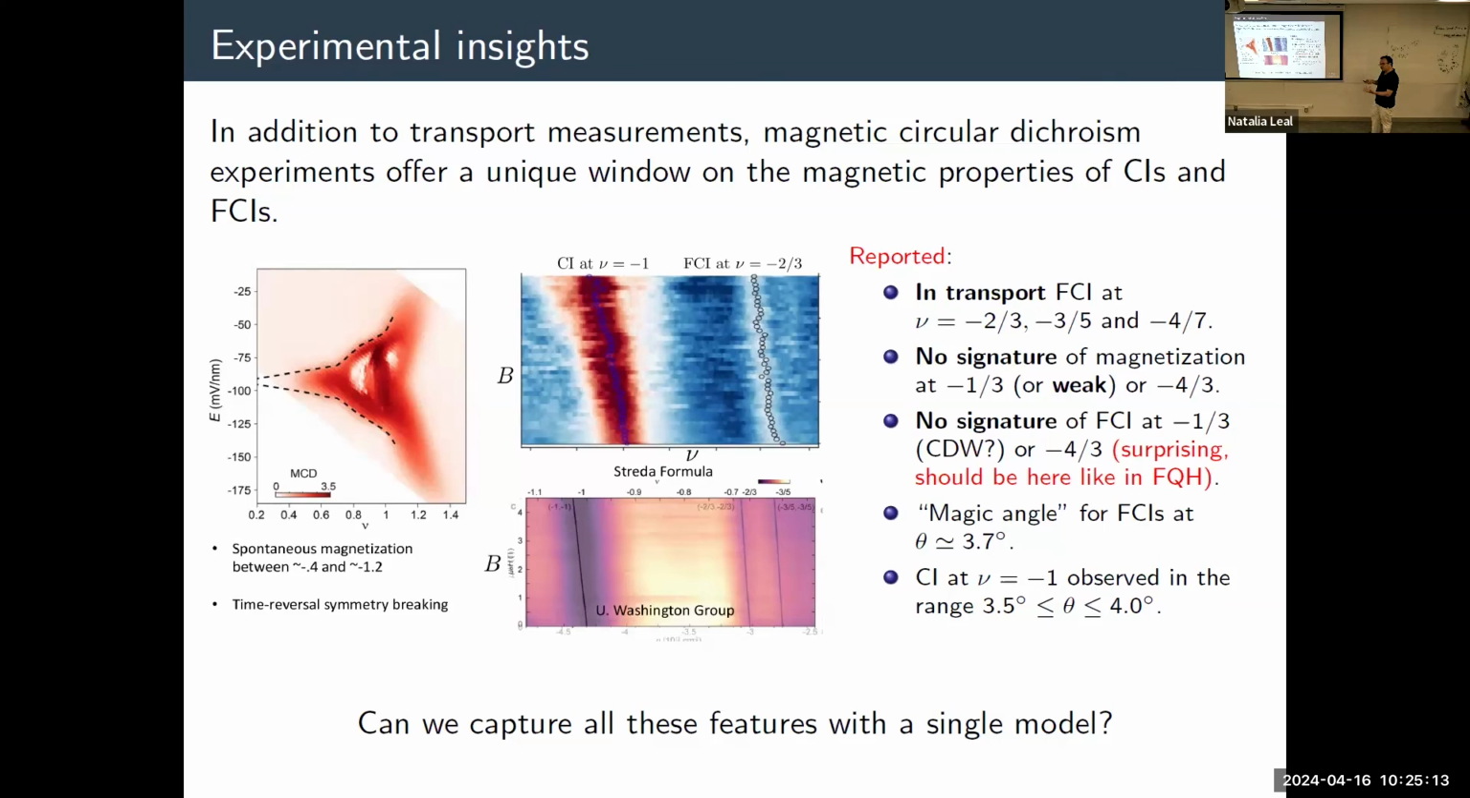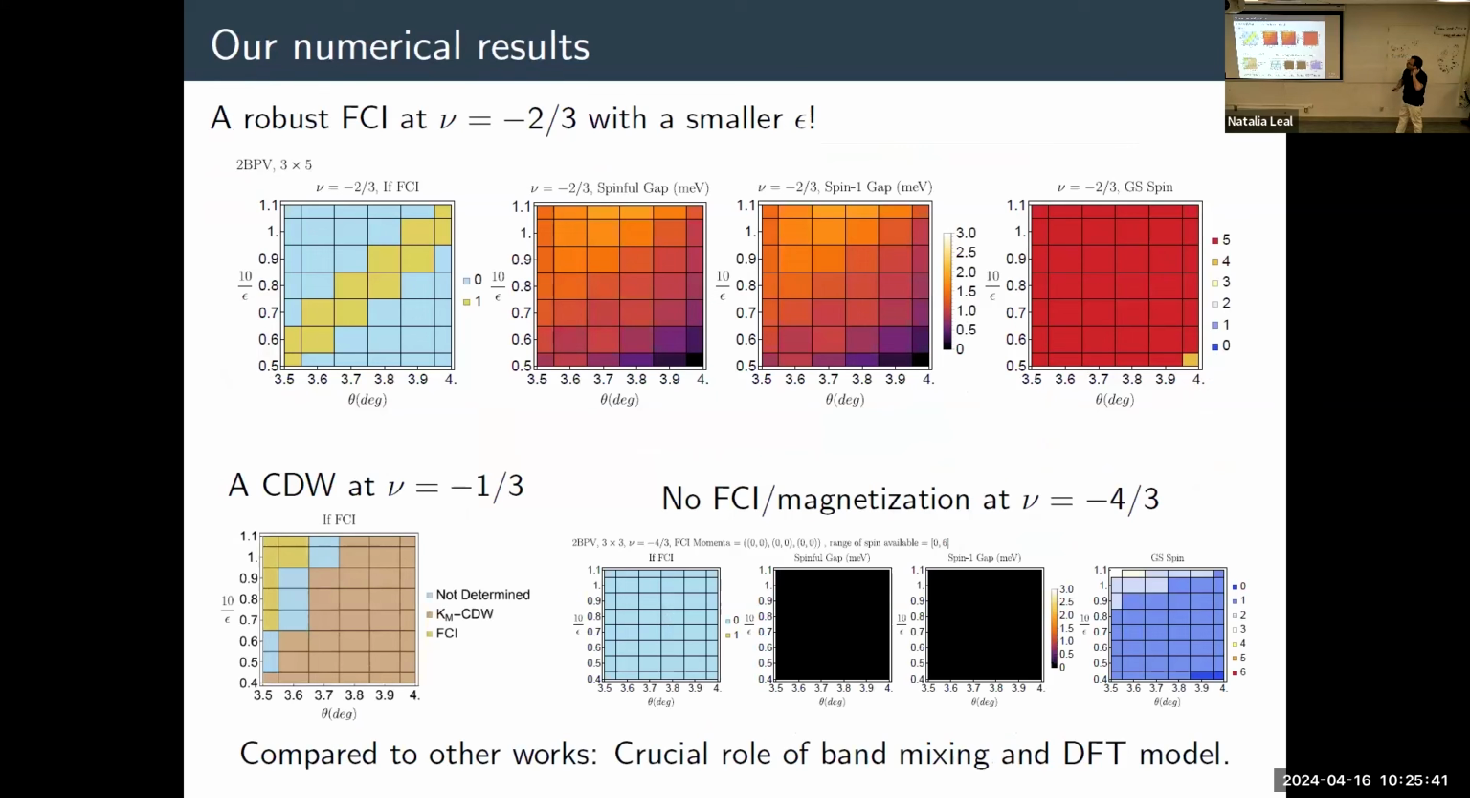And it's a bit surprising from the FQH point of view because there is a particle-hole symmetry in FQH. So usually when you have 1/3, you also have 2/3. Or if you have a spinful system, if you have 2/3, you should have 4/3. So that was really a puzzle in the community. So if your model is correct, like the one that you get from DFT and the interaction and numerical simulation, can you reproduce all of them? And the answer is yes.